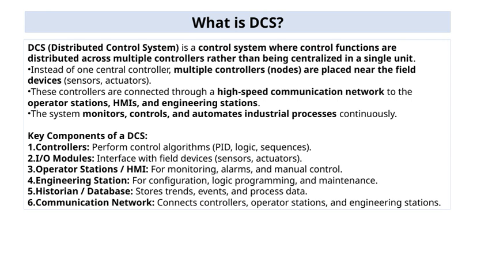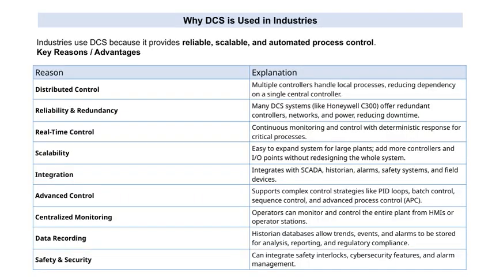Overall, a DCS provides a flexible, reliable way to monitor, control, and automate complex industrial processes, making it a vital part of modern automation systems. Let's take a closer look at some of the key reasons why distributed control systems, or DCS, are widely used across industries. First, distributed control means that multiple controllers manage local processes, which helps reduce reliance on a single central controller and enhances overall system stability.